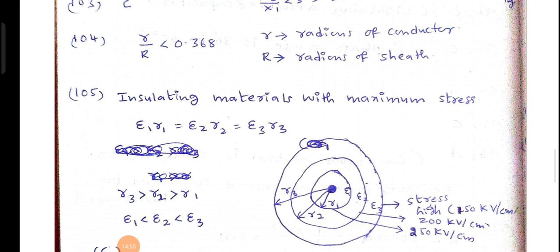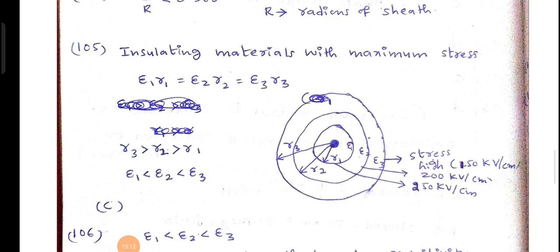Okay, now see here from this figure, R1 is the radius of the conductor to the first one, next second layer, third layer, right? R1, R2, R3. From this equation, R3 is greater than R2 is greater than R1. Okay, when R3 is greater than R2 is greater than R1, to satisfy epsilon 1 R1 equal to epsilon 2 R2 equal to epsilon 3 R3, epsilon 1 is less than epsilon 2 less than epsilon 3. Right? That means from the given options, what is the correct option?